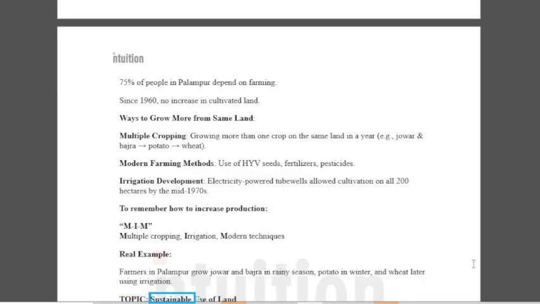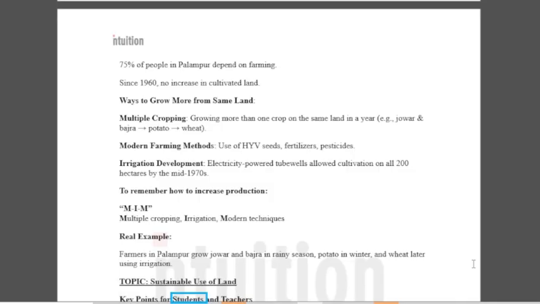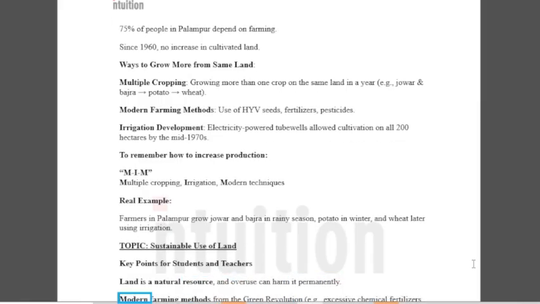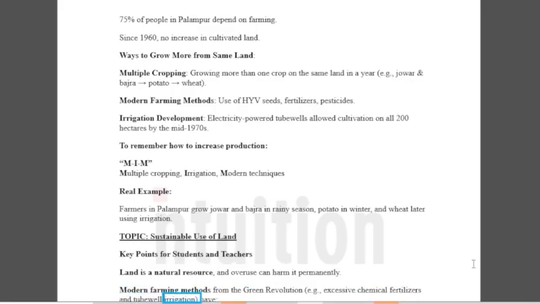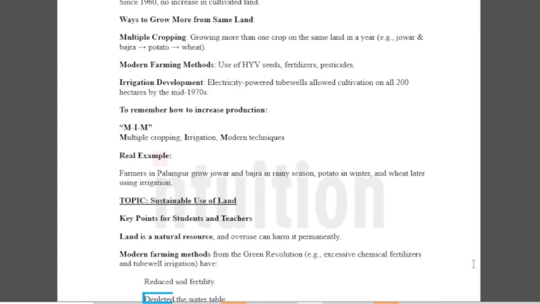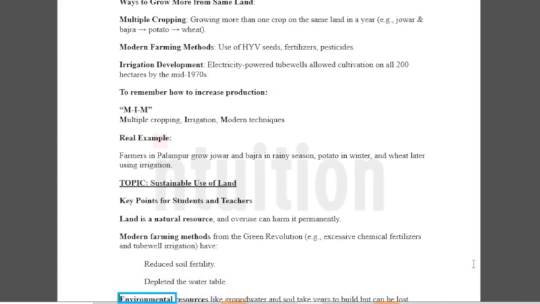Topic: Sustainable use of land. Key points for students and teachers. Land is a natural resource, and overuse can harm it permanently. Modern farming methods from the Green Revolution, e.g., excessive chemical fertilizers and tubewell irrigation, have reduced soil fertility and depleted the water table.